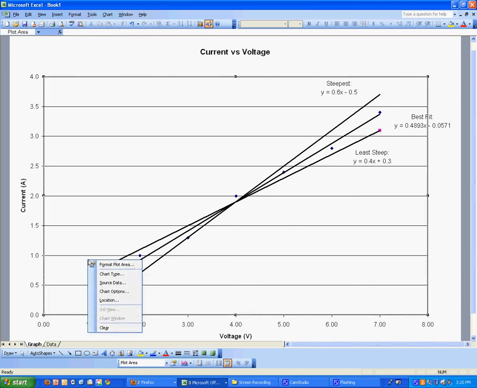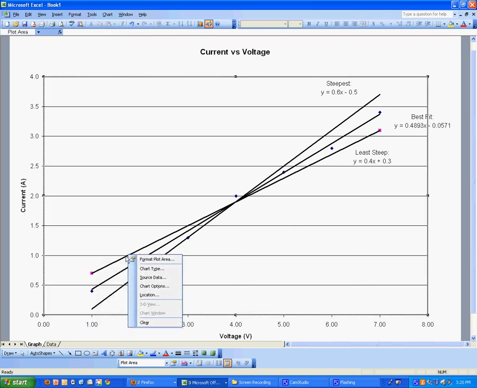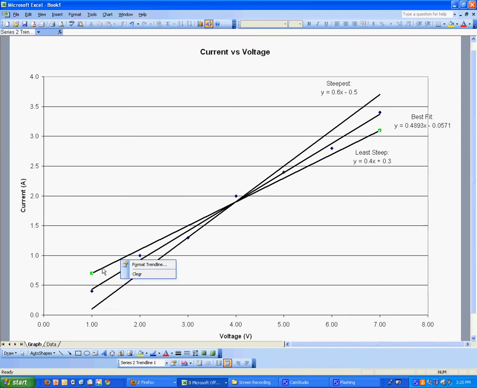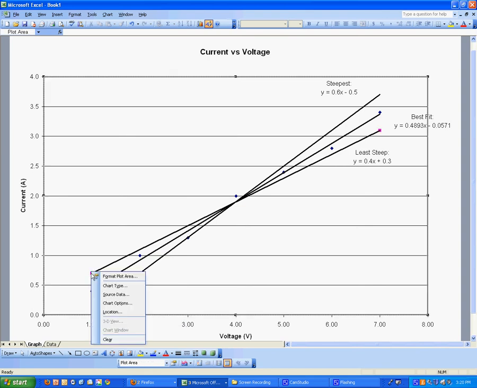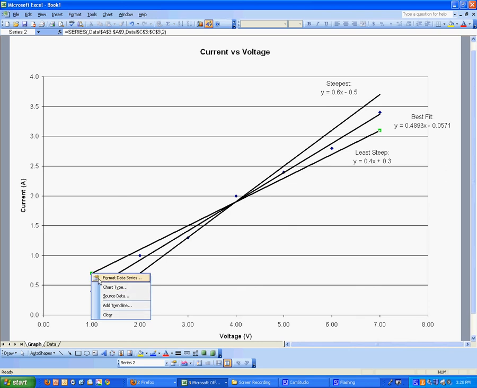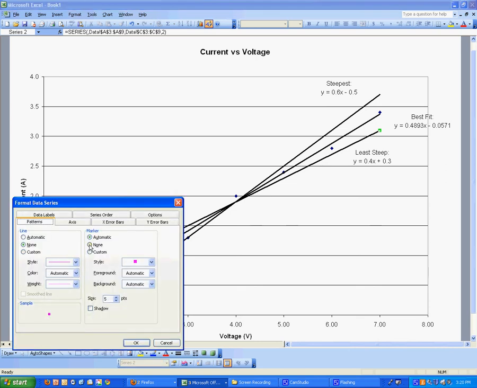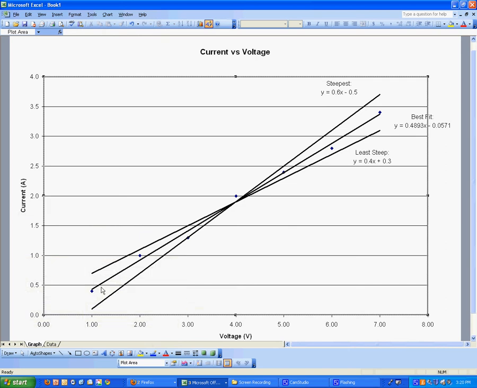So right-click here, plot area, right-click on the line. Right? It's very fancy, but let's right-click on there. Whoops. Let's right-click on the actual point. Data series. There we go. So data series, click on none. There we go. Now it's like, ooh, what's it marking? Nothing. Okay, so now you can go in here.